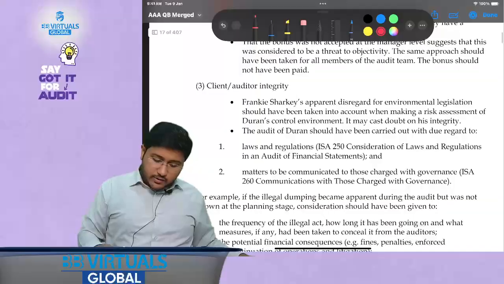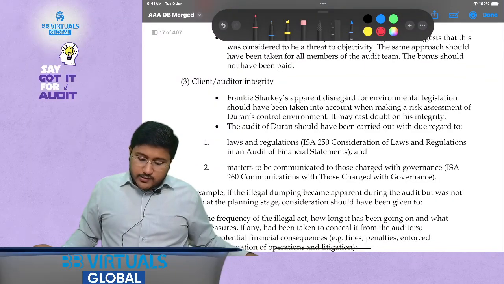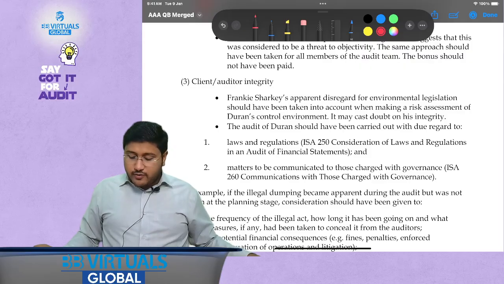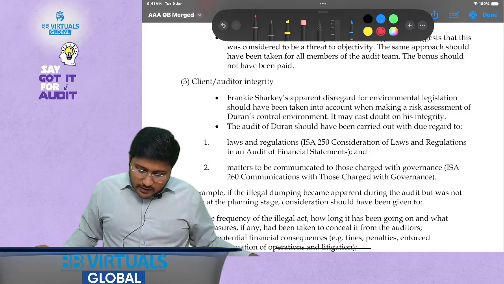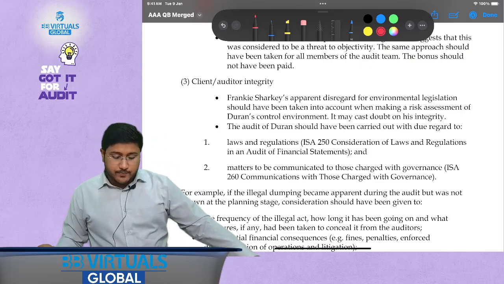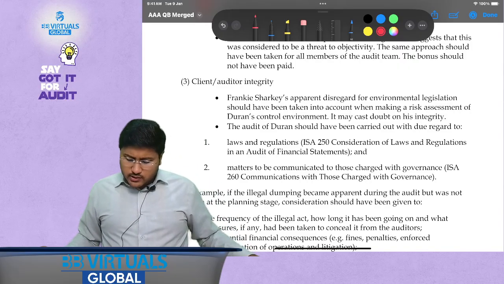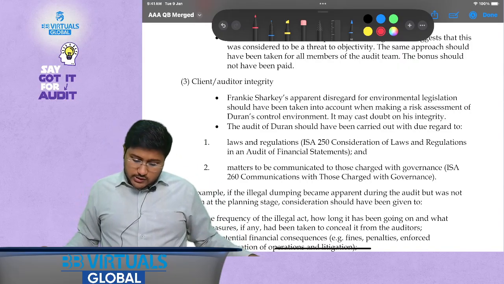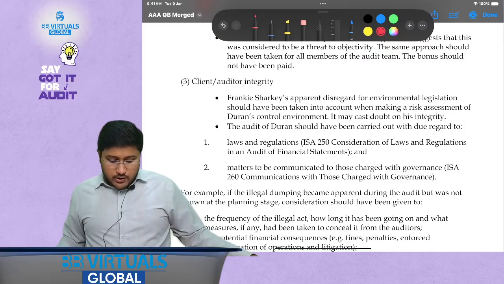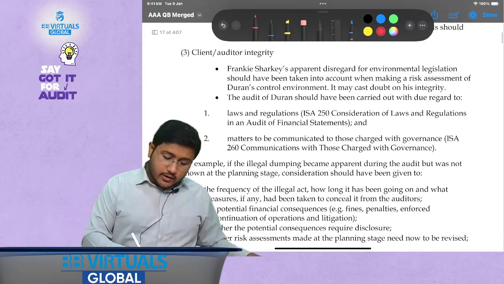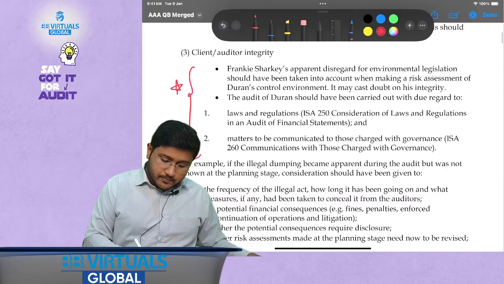Okay, now clients and auditor integrity. Frankie Sharkey's apparent disregard for environmental legislation should have been taken into account when making a risk assessment of Duran's control environment. It may cast doubt on his integrity. The audit of Duran should have been carried out with due regard to laws and regulations, consideration of laws and regulations in an audit of financial statements, and matters to be communicated to those charged with governance, ISA 260, communication with those charged with governance. Now this is very, very important.